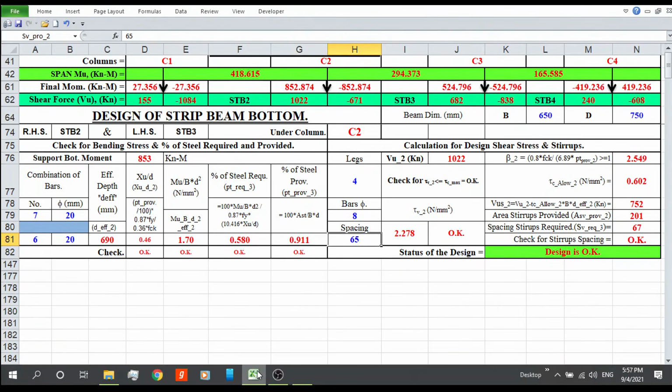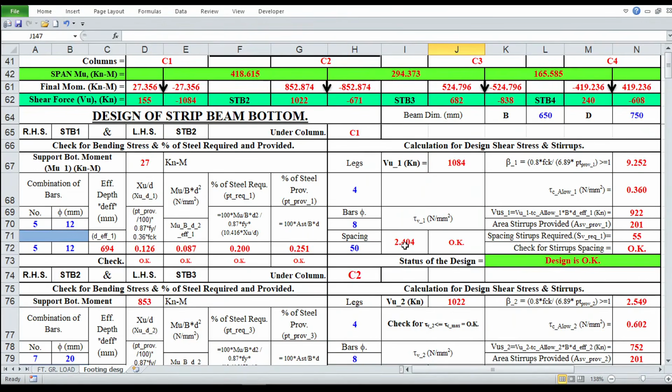In my last two videos, I have already discussed in detail the strip beam design, so I'm not going to discuss it in detail here. We can design all the strip beams from STB1 to STB5 and for the span moment.